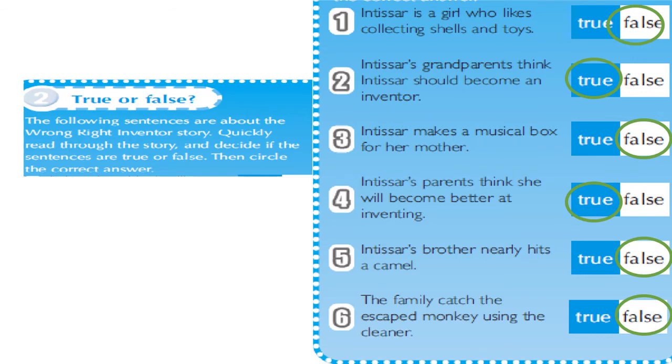So number 1 is false. Number 2 is true. Number 3, false. Number 4, true. Number 5 and number 6 are false. Yes, you can write the answers in your skills book.